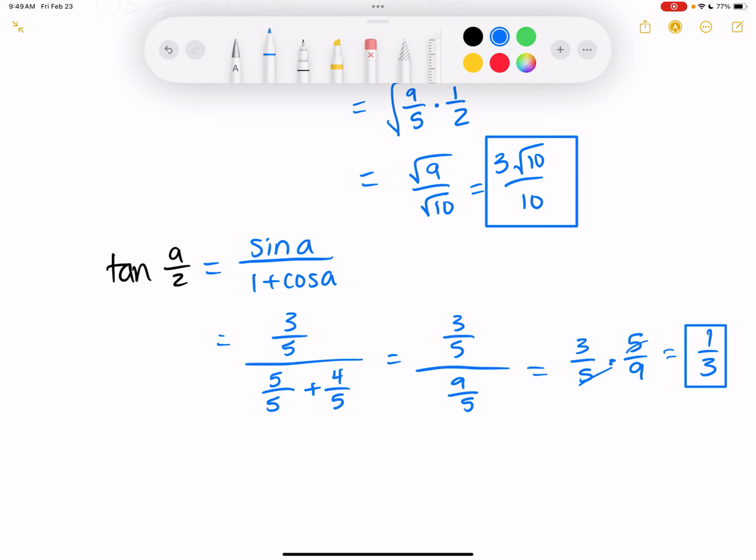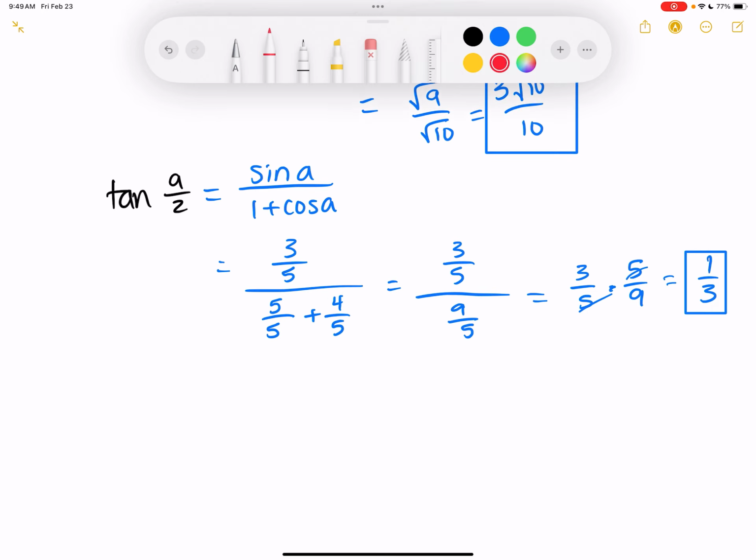Do y'all feel like you need to see another one of these, or are we okay? We're good? Alright. Then the problems I'm going to give you to work on for today, and then, like I said, we'll do double angle formulas on Monday. So 3, 5, 7, and 15. And those ones will be like the ones we just did.